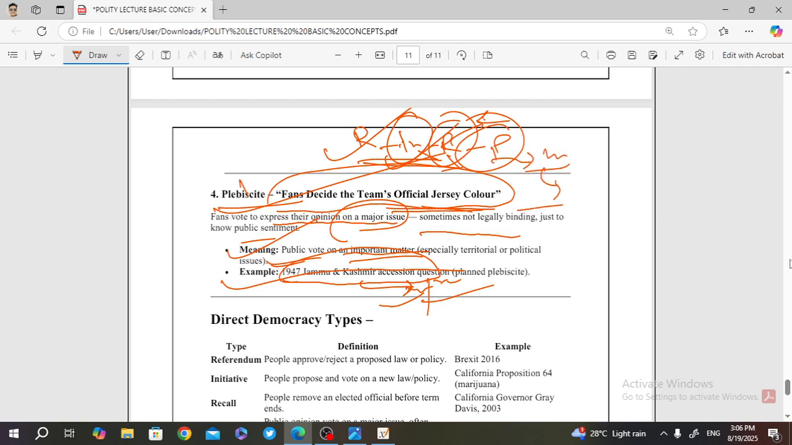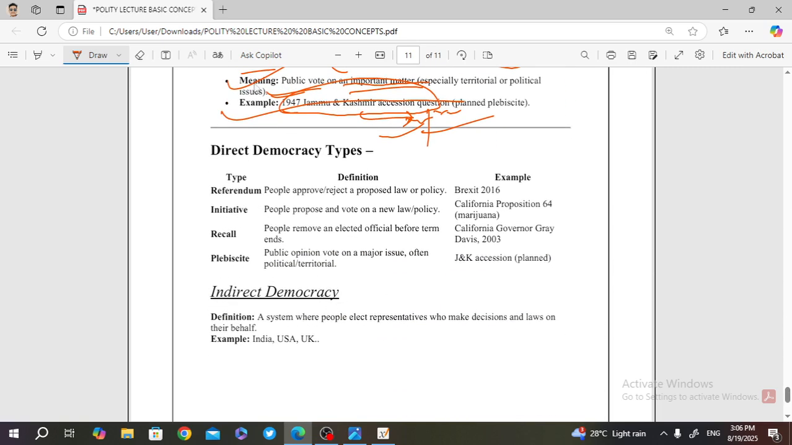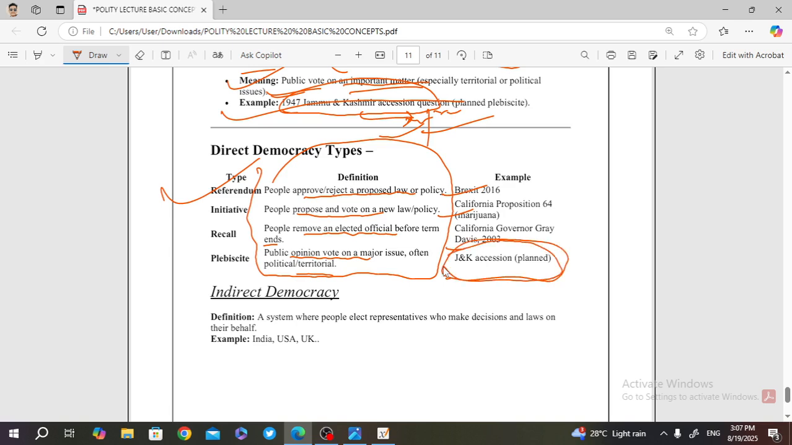Okay, so direct democracy types in summary. The referendum, people approve, meaning is here. This is the one-liner definition. This is going to help in your examinations. Referendum means people approve or reject a proposed law. Initiative means people propose a new law. Recall means people remove an elected official before the term ends. Plebiscite means a public opinion vote on a major issue upon political territory. Example, Brexit, California, and Jammu and Kashmir accession. This is a great example. Jammu Kashmir accession is a plebiscite.